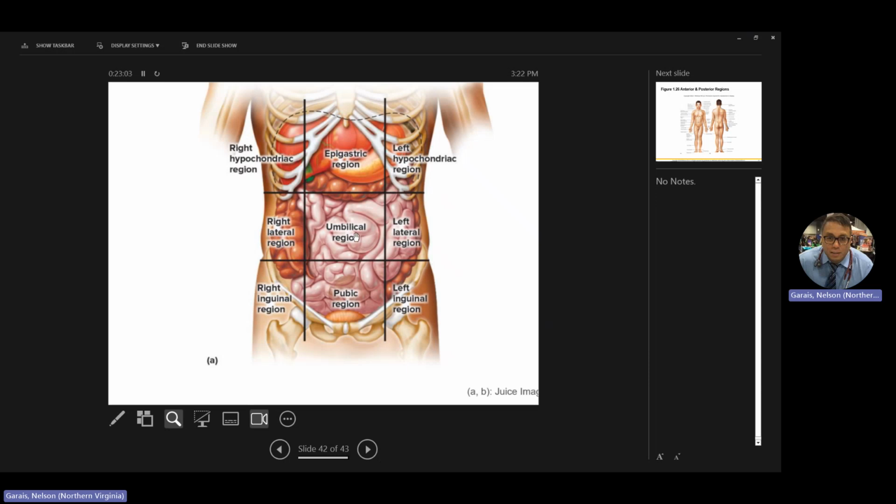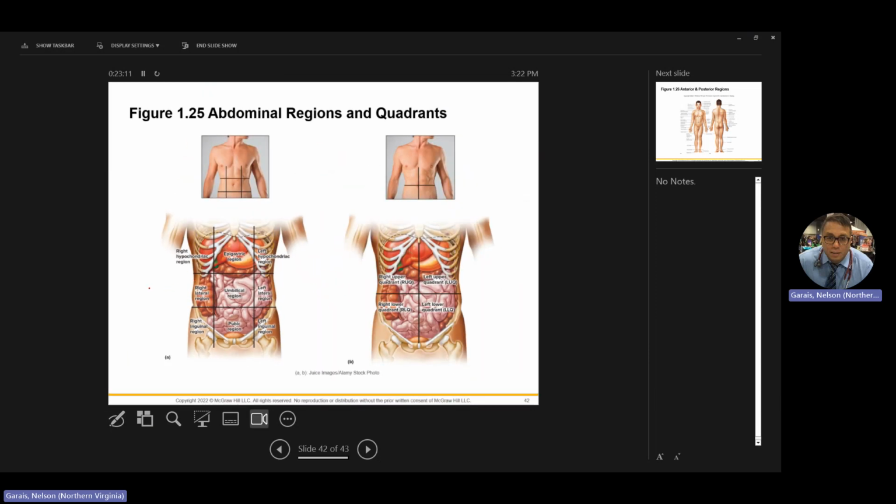Another term for right and left lateral region is lumbar. Lumbar. Let's write that down. Lumbar, excuse me.